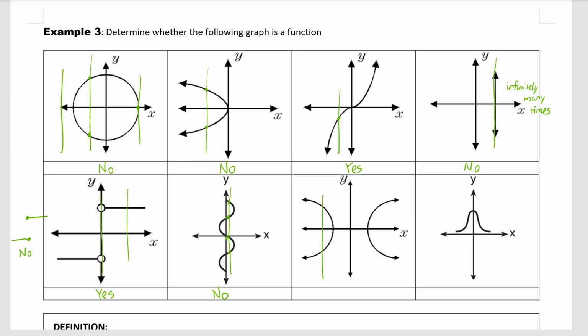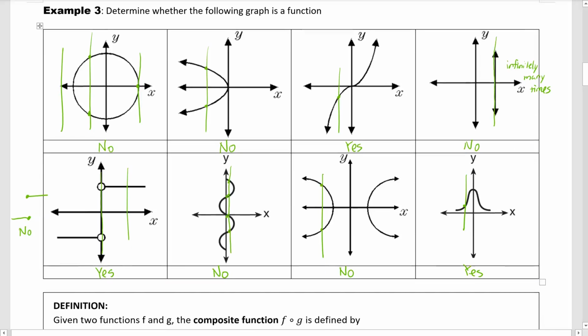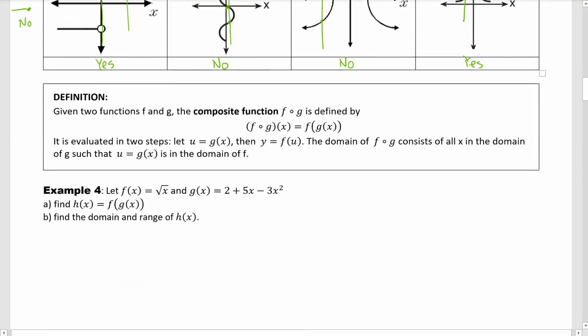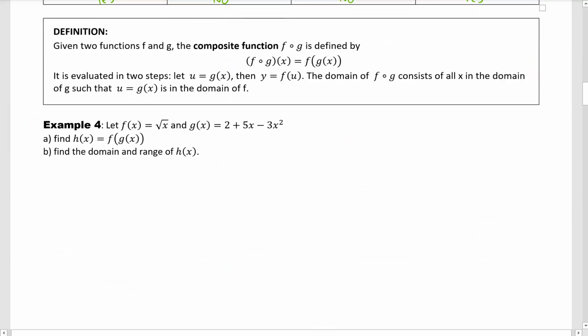And here we can put a vertical line here, so it's not a function. Here we can put a vertical line here, and you can see no matter where I put the vertical line, it only crosses at most once. So yes, this is a function. So far, so good, everybody? Do you have the same answer? All right. Next.